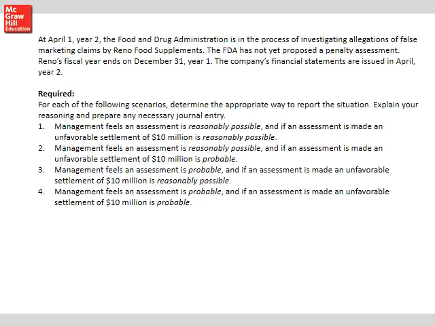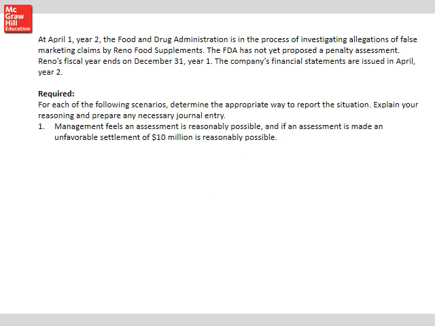Number 3, management feels an assessment is probable and that if the assessment is made, an unfavorable settlement of $10 million is possible. And number 4, management feels the assessment is probable, and if the assessment is made, an unfavorable settlement of $10 million is probable. So here we have basically a 2-by-2 matrix where the assessment is possible or probable, and the amount is possible or probable.